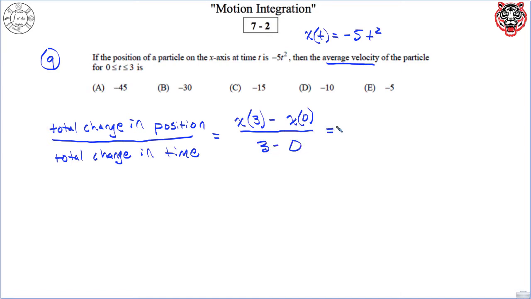All right, so what happens when we actually plug in 3 into our equation? When we plug in 3 into this equation, we get 3 squared is 9. 9 times negative 5 is a negative 45. Subtract, when I plug in 0, I get 0. All that's going to be divided by 3, so the answer here is negative 15.